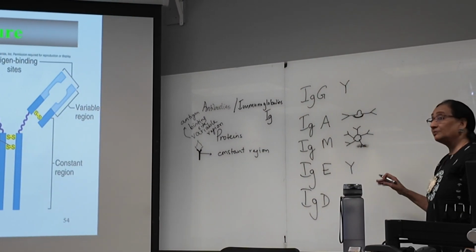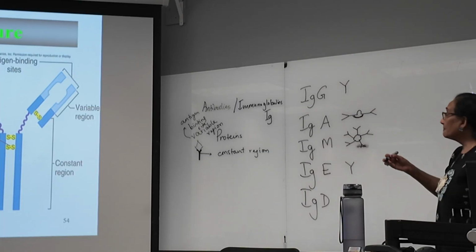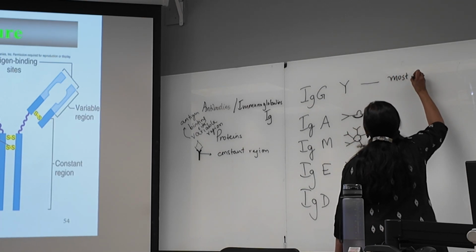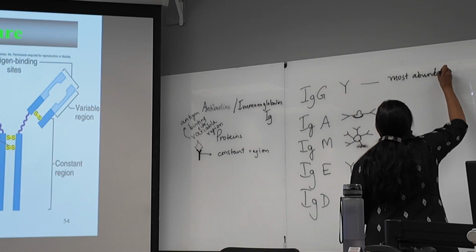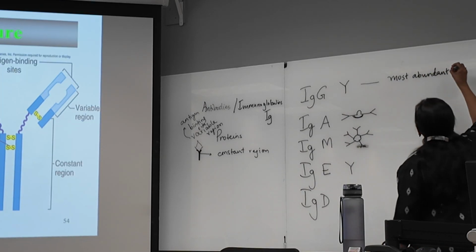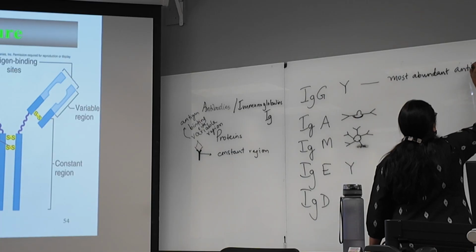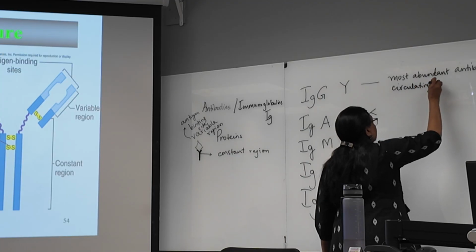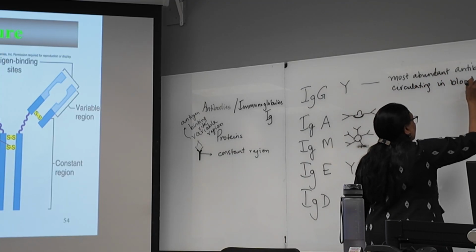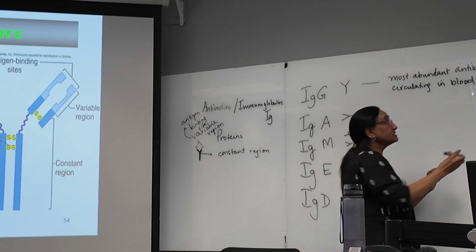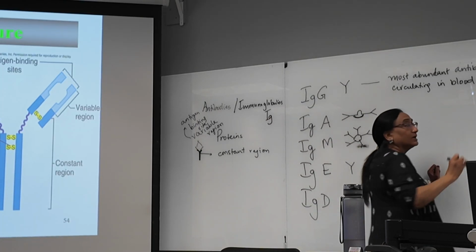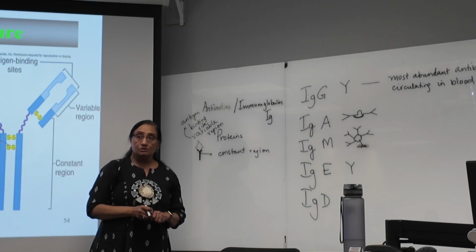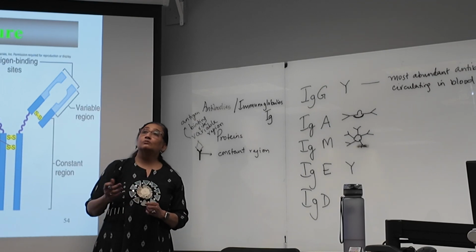But from a clinical point of view, what is it? IgG is one of the most abundant antibodies. For most infections, IgG is what is formed. It's the most abundant antibody circulating in blood. Roughly 80% of the antibodies that circulate in the blood are IgG, approximately. So no matter what the infection, IgG is the commonest.